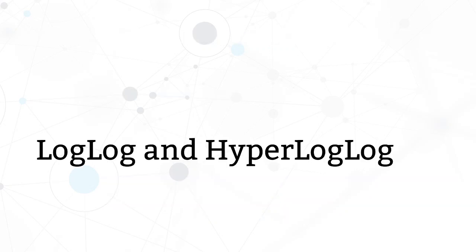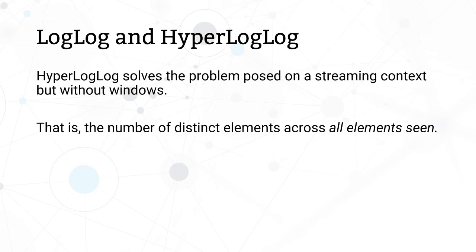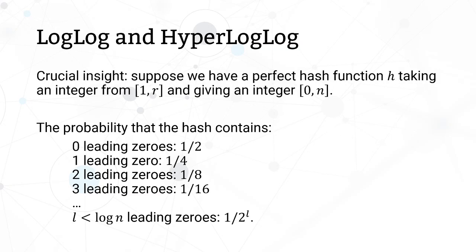LogLog and HyperLogLog are algorithms that were invented to solve this problem in the streaming context, but without the windows, basically. So this is counting the number of distinct elements across all the elements we've seen. The crucial insight behind it is to think about a perfect hash function h that takes in an integer from 1 to r and gives an integer from 0 to n. Usually we think of this n as a power of 2 minus 1, so that the number we get is evenly distributed across all the binary numbers with the same number of bits.